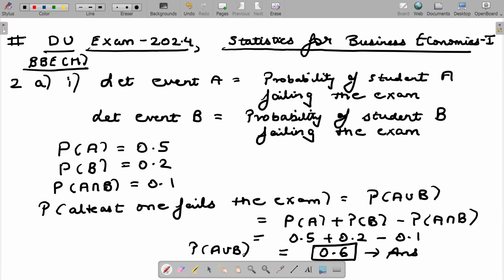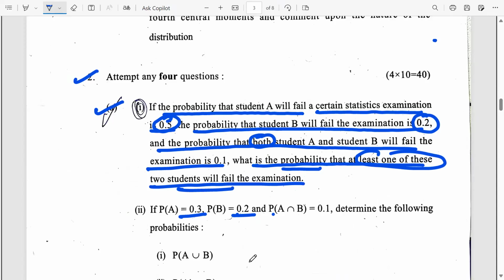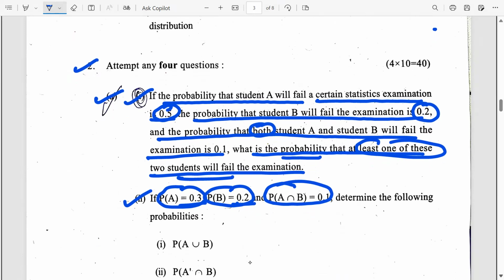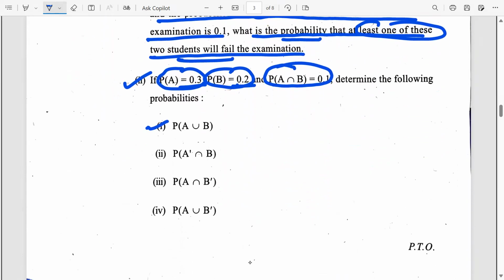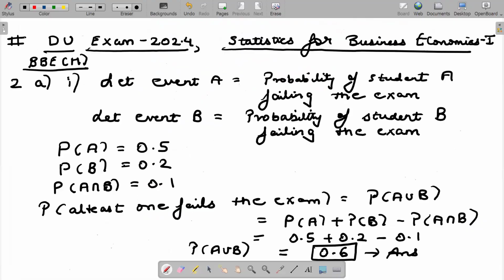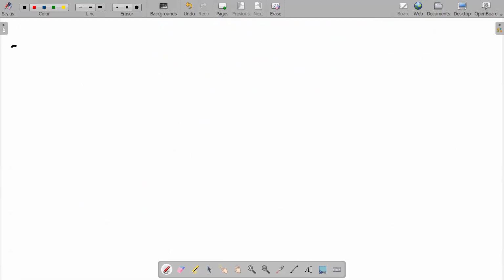Coming back to the question paper, let us see what the next part is asking us. We are done with part 1, now part 2. P of A is 0.3, P of B is 0.2, P of A intersection B is 0.1. We need to determine P of A union B, P of A not A intersection B, P of A intersection not B, P of A union not B. Remember, A complement means not A, B complement means not B. So we have to use the laws of set theory to answer this question. And I've covered all of this in quite some depth in my lectures on elementary probability theory.